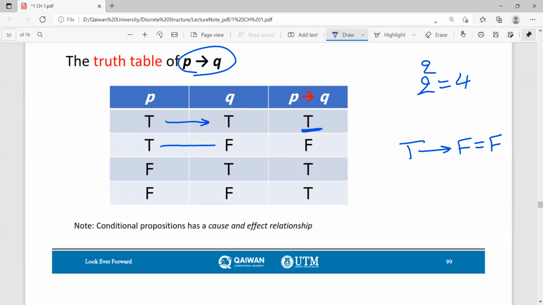Look, true, then false. So the result is false. As you see, the first one is true and the second is false. But here we have false, then true. It's true. It's from false to true. It's not from true to false. So it is true. False to false is also true.